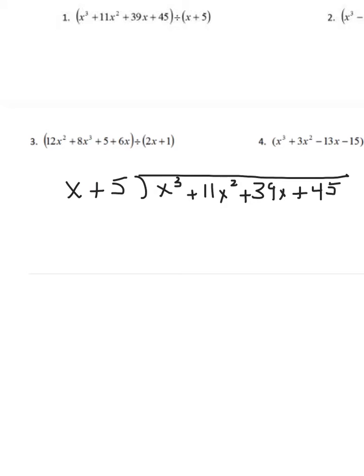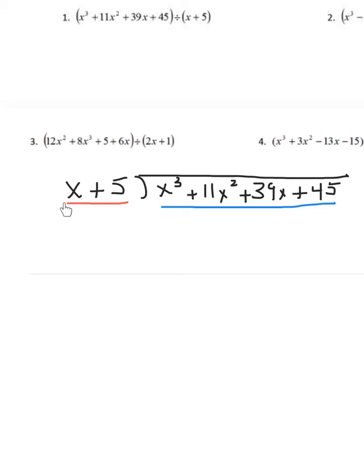Okay, so I've rewritten my division problem. This right here is my divisor. This is my dividend. I'm going to get my quotient, which is going to be above the dividend with the remainder if we have a remainder. All right, so the way we're going to do this is just like we did the other one. So how many times does x, and we're just going to look at the x. We're not going to look at the 5 right here yet.